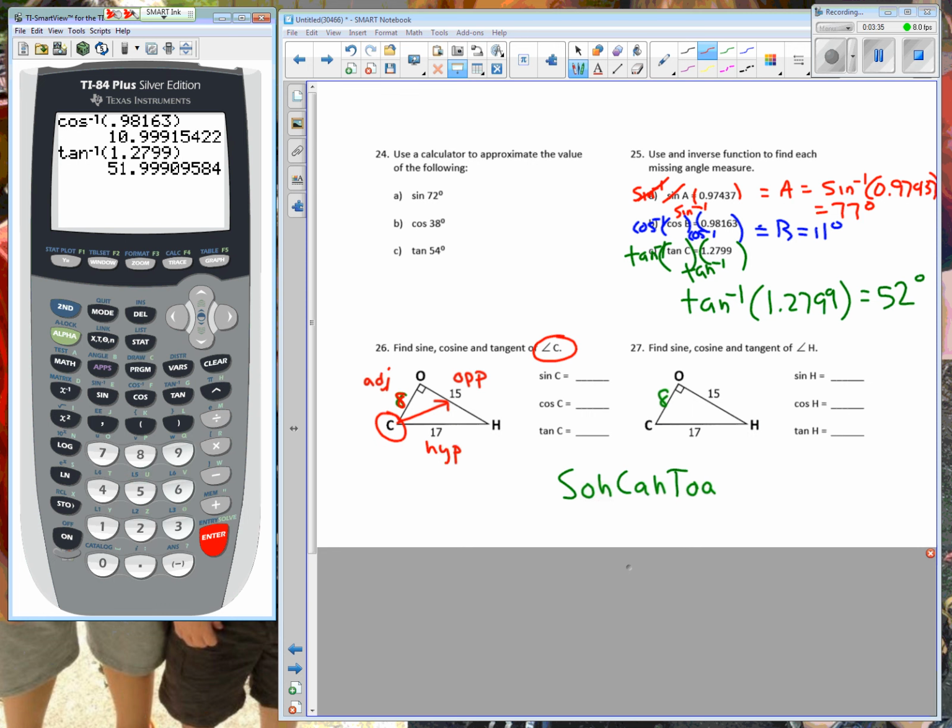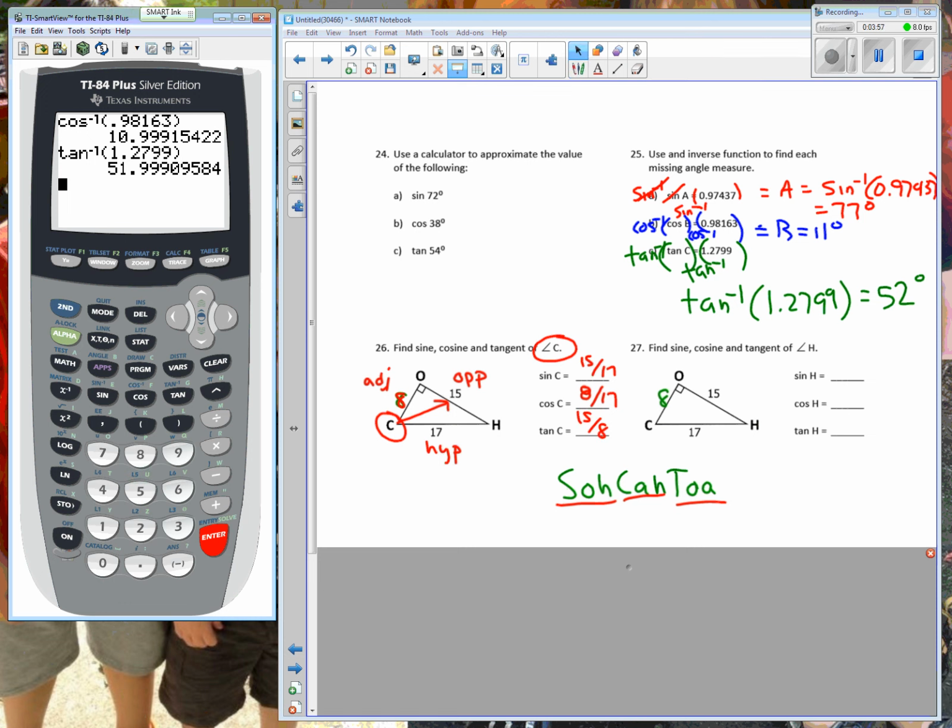Angle C is connected to two sides, but 8 is the leg and 17 is hypotenuse, so the adjacent leg would be 8. In this case, sine is opposite over hypotenuse. So in my picture here, it's going to be 15 over 17. For cosine, that's adjacent over hypotenuse. That's going to be 8 over 17. And then for tangent, that's going to be opposite over adjacent. So in this case, it's 15 over 8.